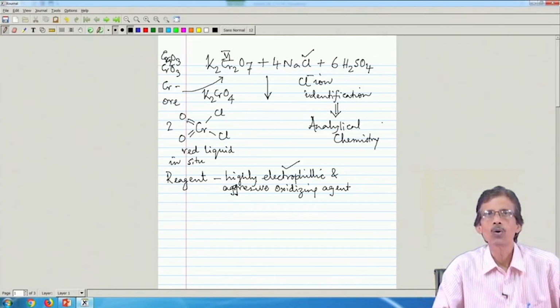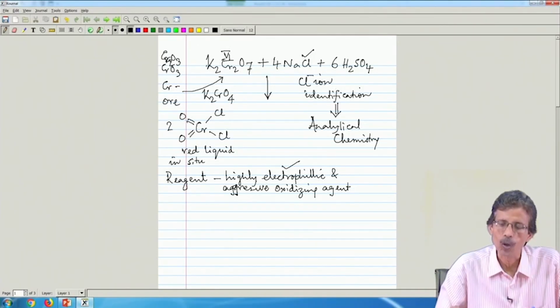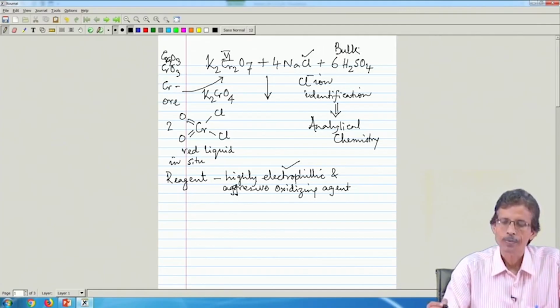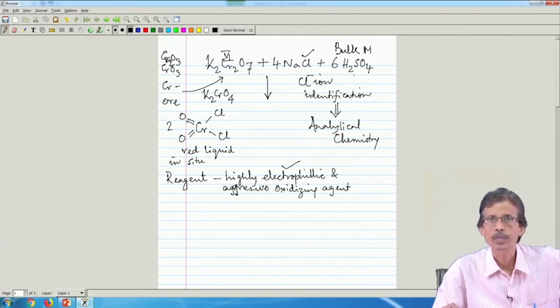And as we all know from our laboratory analysis, this is a part of qualitative analysis. In qualitative analysis, if we want to identify the chloride ion, we can go for this particular reaction, again through the use of a bulk inorganic material, sulfuric acid. So, we have to use the sulfuric acid.